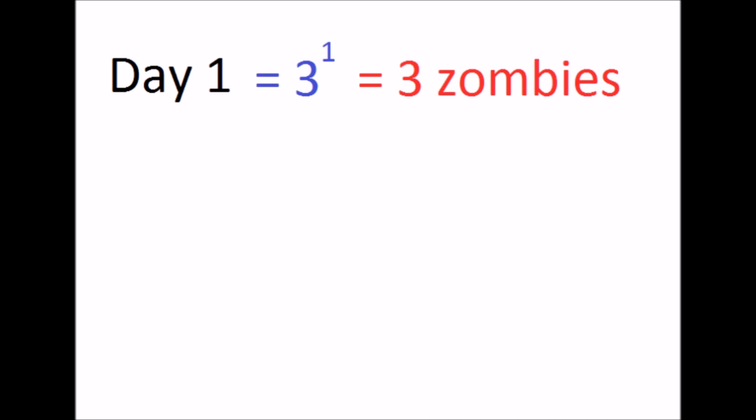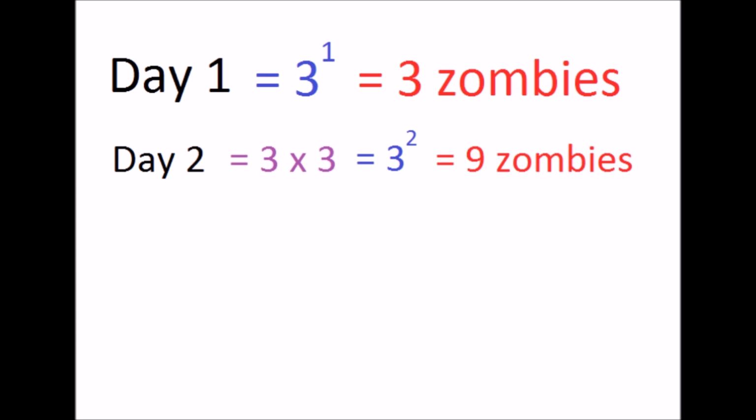So stay with me here, this might get a little tricky. After 1 day, we have 1 3 to multiply. So it's just 3 to the power of 1, or 3 zombies. After 2 days, we have 2 3s to multiply. So that gives us 3 times 3, or 9 zombies. And after 3 days, we'll have 3 to the power of 3, or 3 cubed.